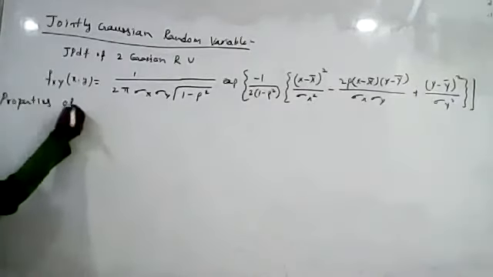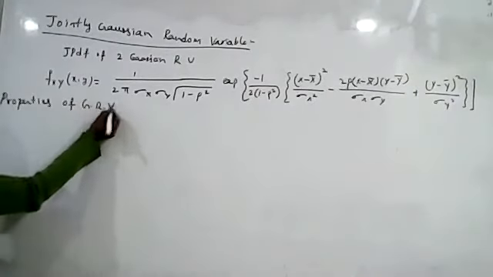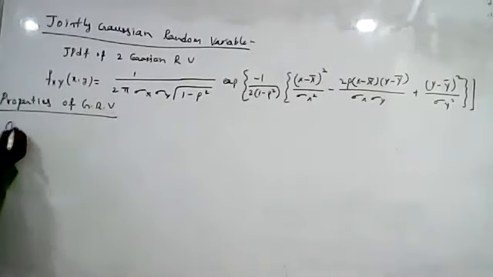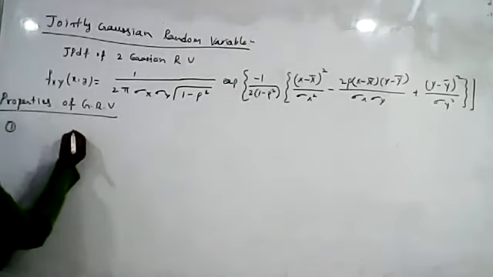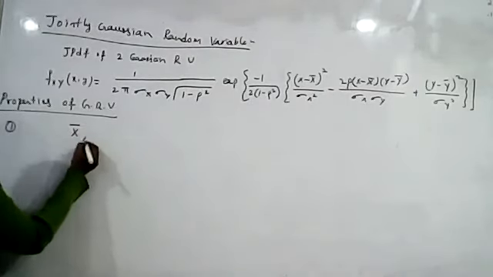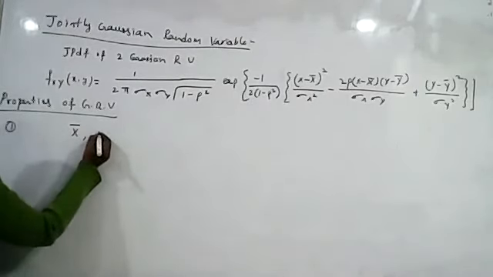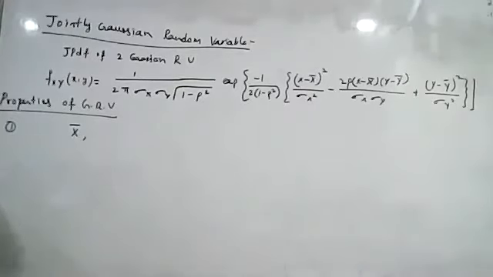Properties of Gaussian random variables. The first property says that the Gaussian random variable can be obtained from first and second order moments. What is the first order moment? First order moment is nothing but the mean value. The second order moment is nothing but the expected value. So the Gaussian random variable can be obtained from the first and second order moments.